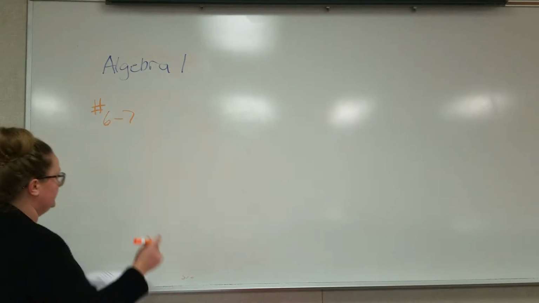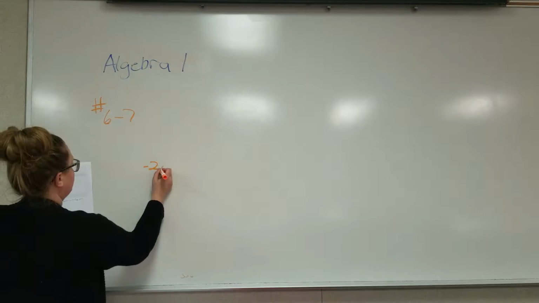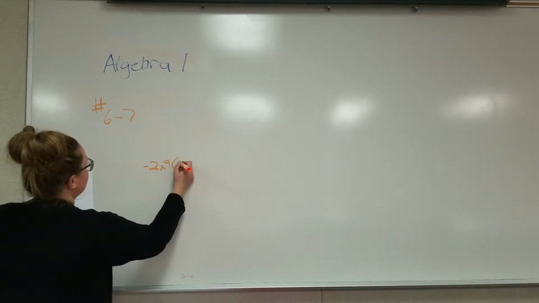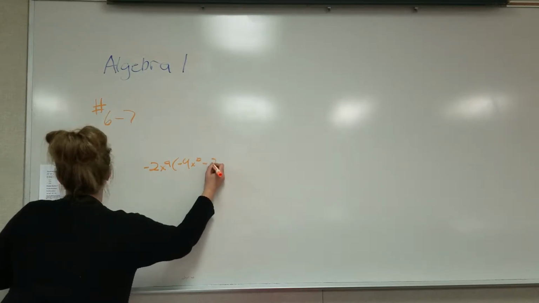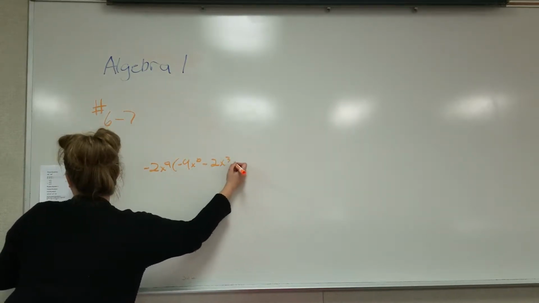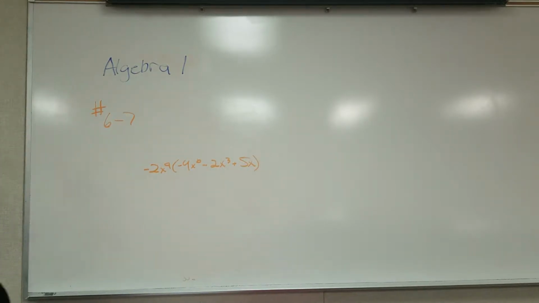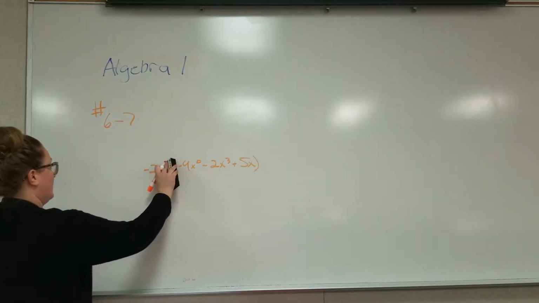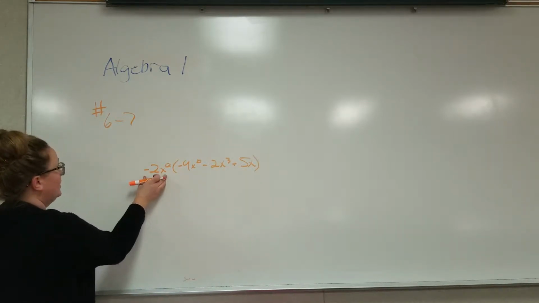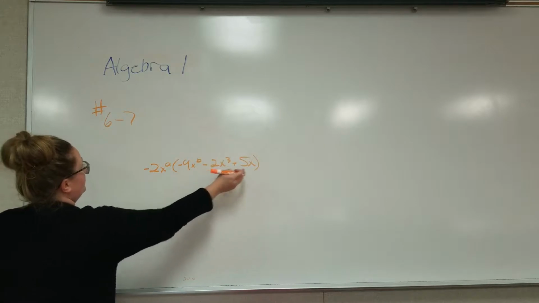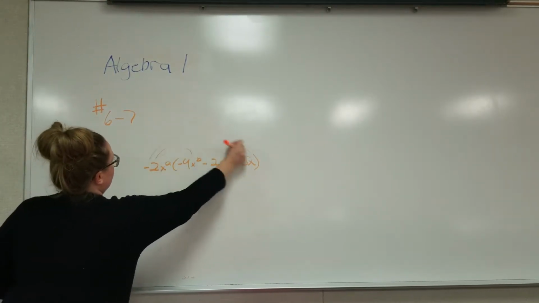Number 7 says negative 2x to the power of a times negative 4x to the power of b minus 2x to the power of 3 plus 5x. All right, so this is a multiplication problem. We'll have to do distributive property here. It's a monomial multiplied by a trinomial. It has 3 terms, so we're going to multiply this by each term, one at a time, all right?